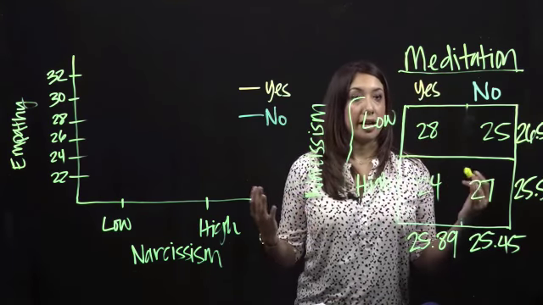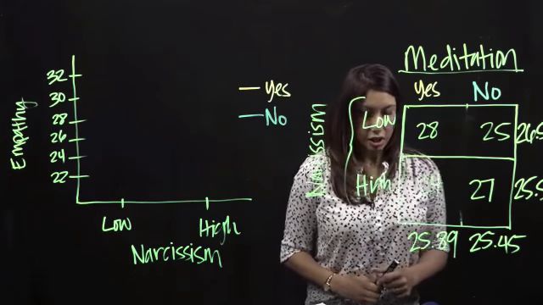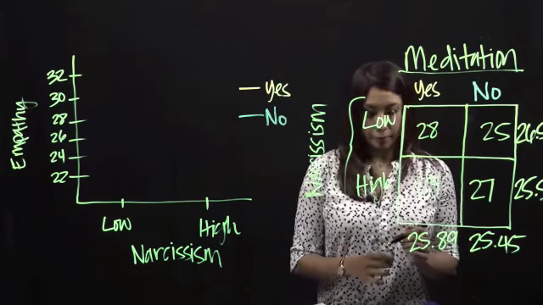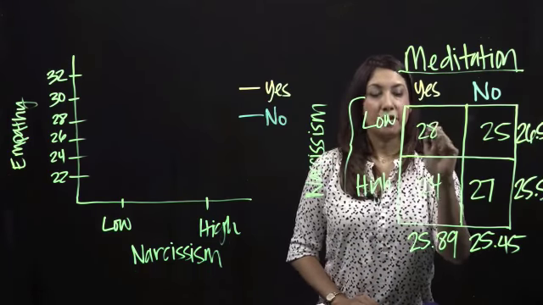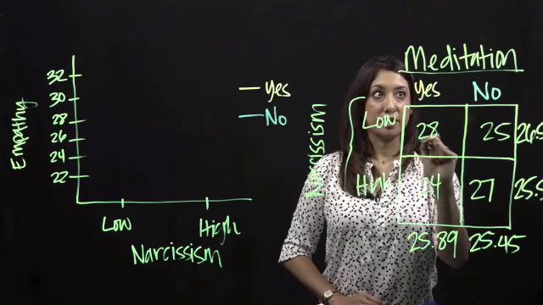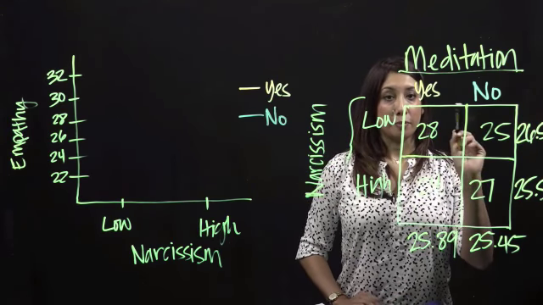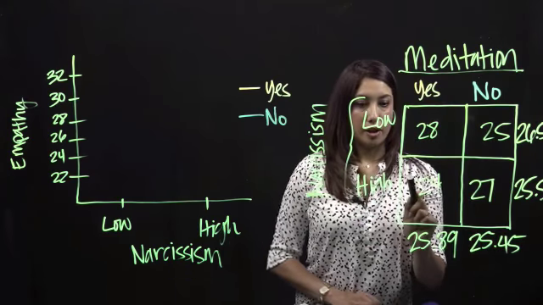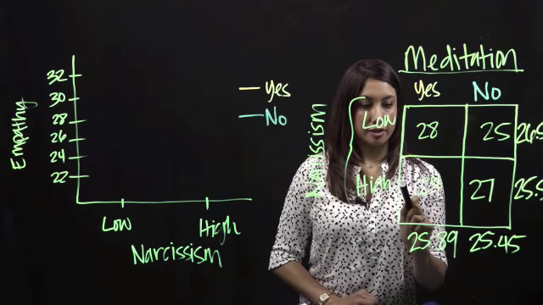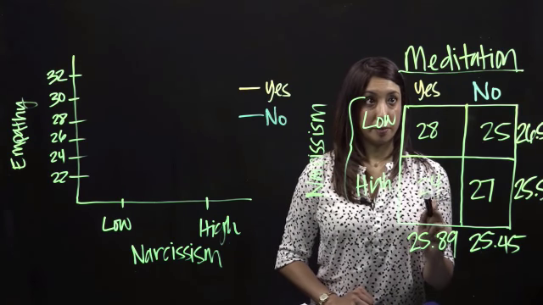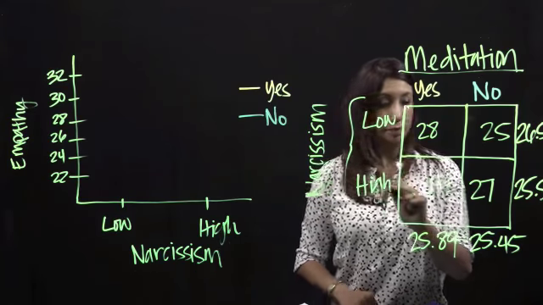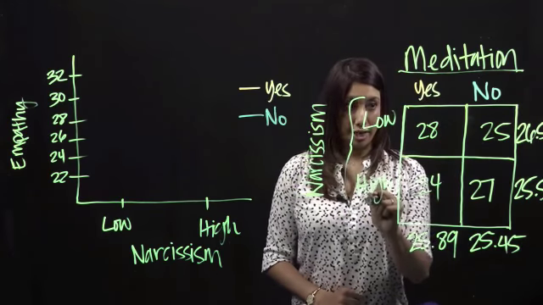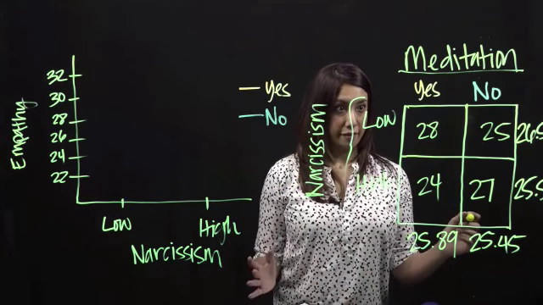But now we want to look at a potential interaction. This is a case where we don't collapse over anything. We want to look at our cell means for all of this. So we have an average of 28 for people who are low in narcissism who did meditate, an average of 25 for people who are low in narcissism who did not meditate. We see that for people who are high in narcissism, we have an average of 24 for people who did meditate and who are high in narcissism, and 27 for those who did not meditate and who are high in narcissism. So now we need to graph that out.